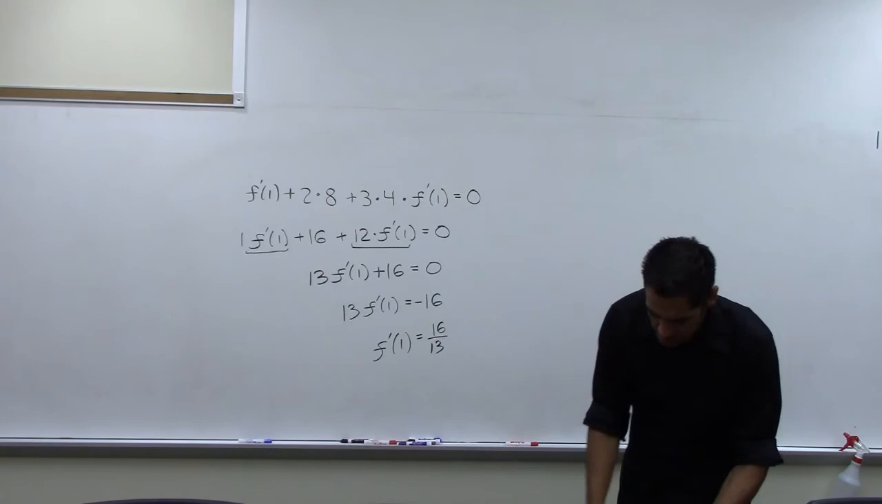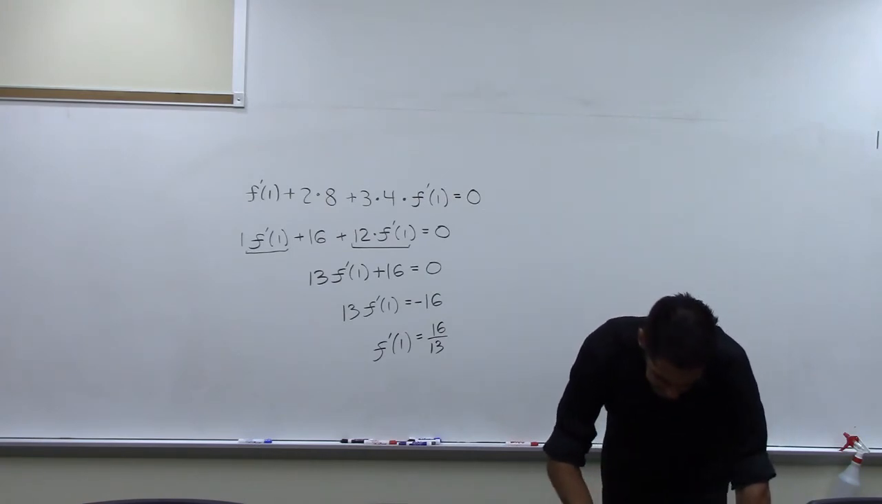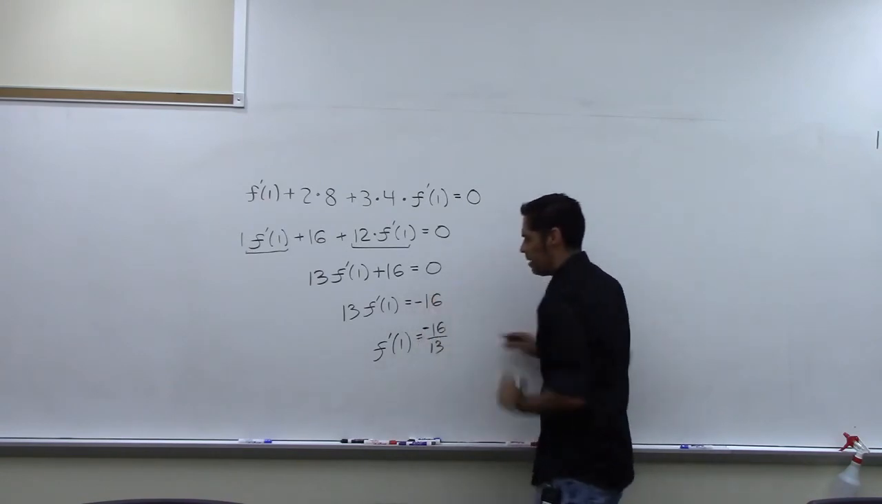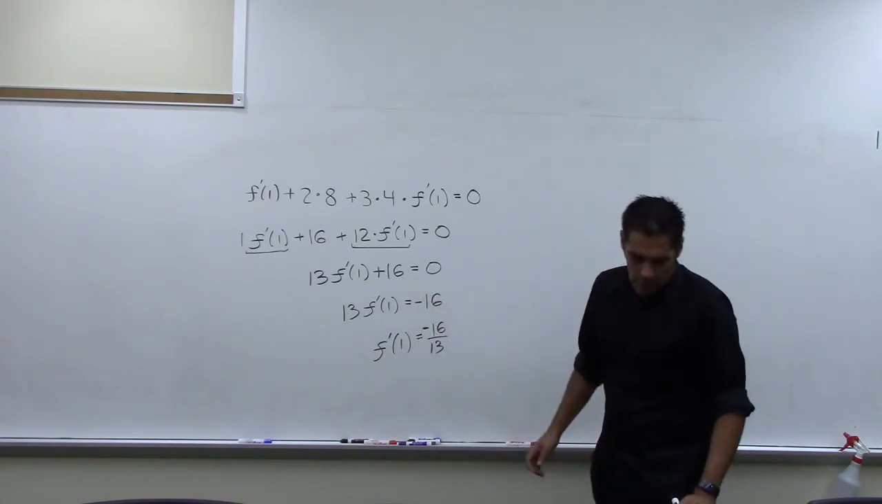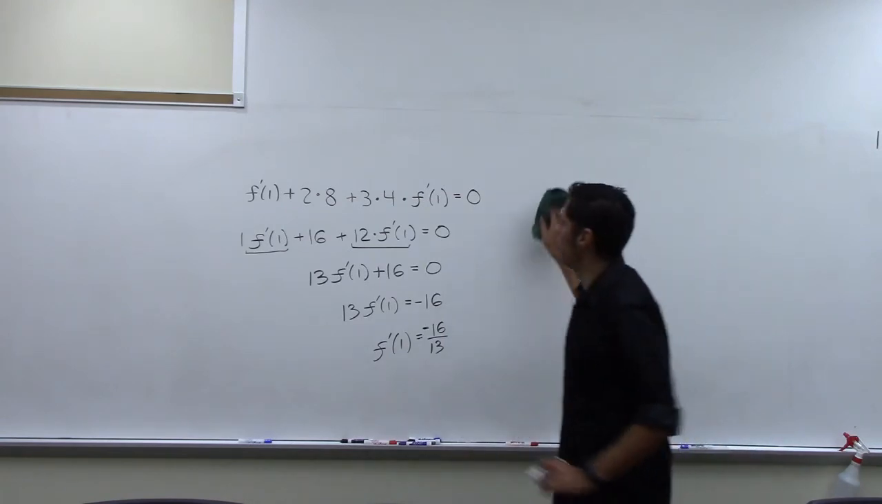All right, this was number 17. I'm just going to double check in the back. That just seems like a weird answer. Oh, sorry, I forgot the negative, because it was negative 16. All right, number 20.